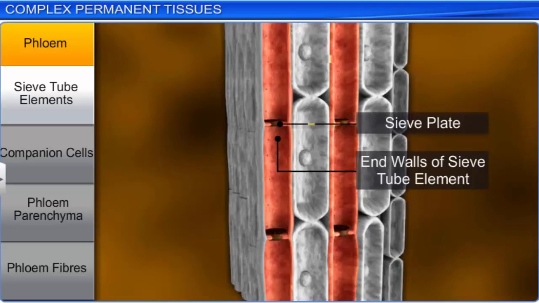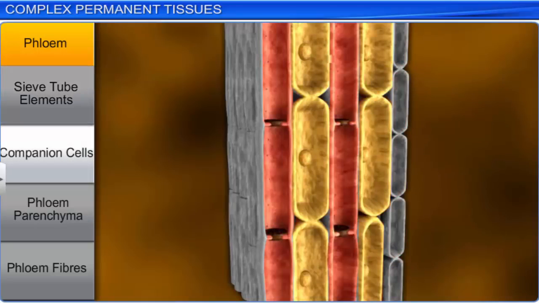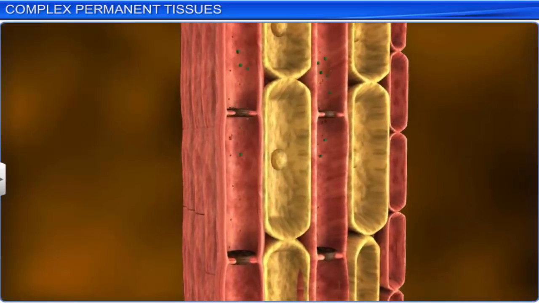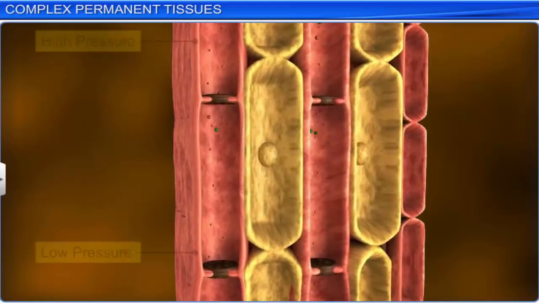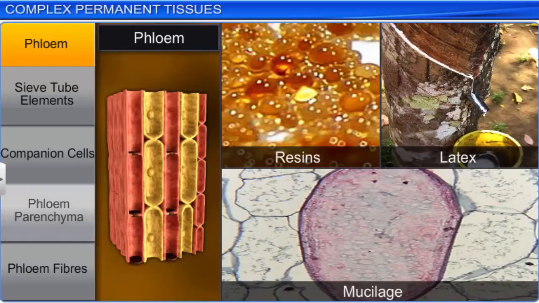The functions of sieve tubes are controlled by the nucleus of the companion cells. The sieve tube elements and companion cells are connected by pit fields present between their common longitudinal walls. The companion cells also help in maintaining the pressure gradient in the sieve tubes. Phloem parenchyma stores food material and other substances like resins, latex, and mucilage.